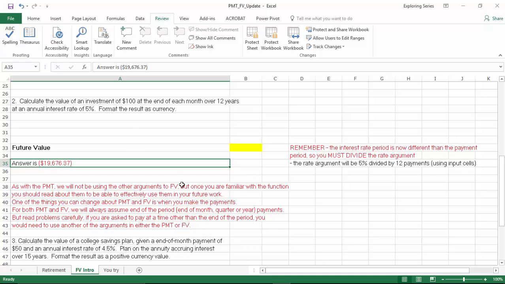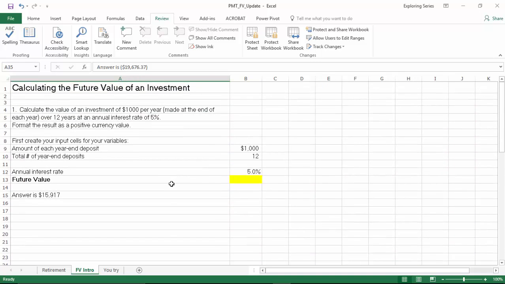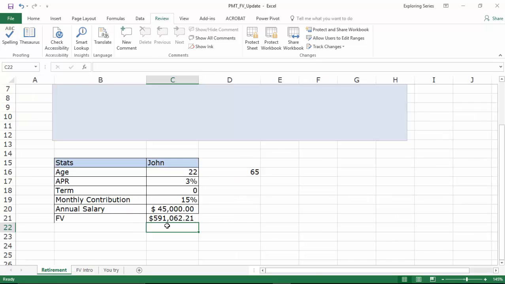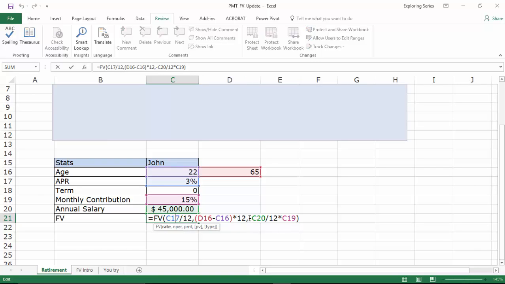Interesting. Why is that negative? And this one positive. Remember me telling you something about the PMT argument just a second ago? Well, if you don't remember, let's go back over and talk about this right here, the PMT argument of the future value function. You might remember in our prior video for payment, I told you that Excel knows accounting. It knows inflows and it knows outflows.